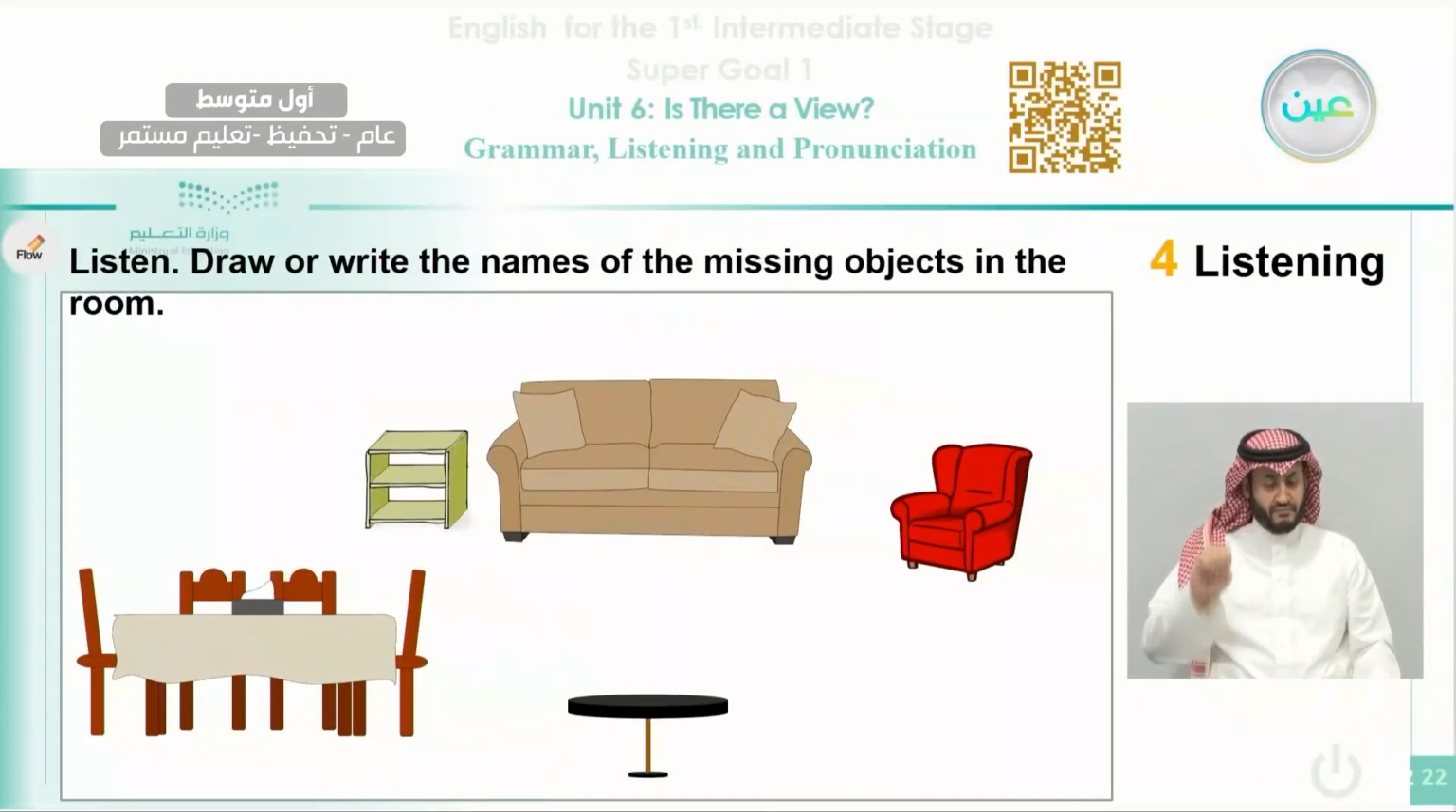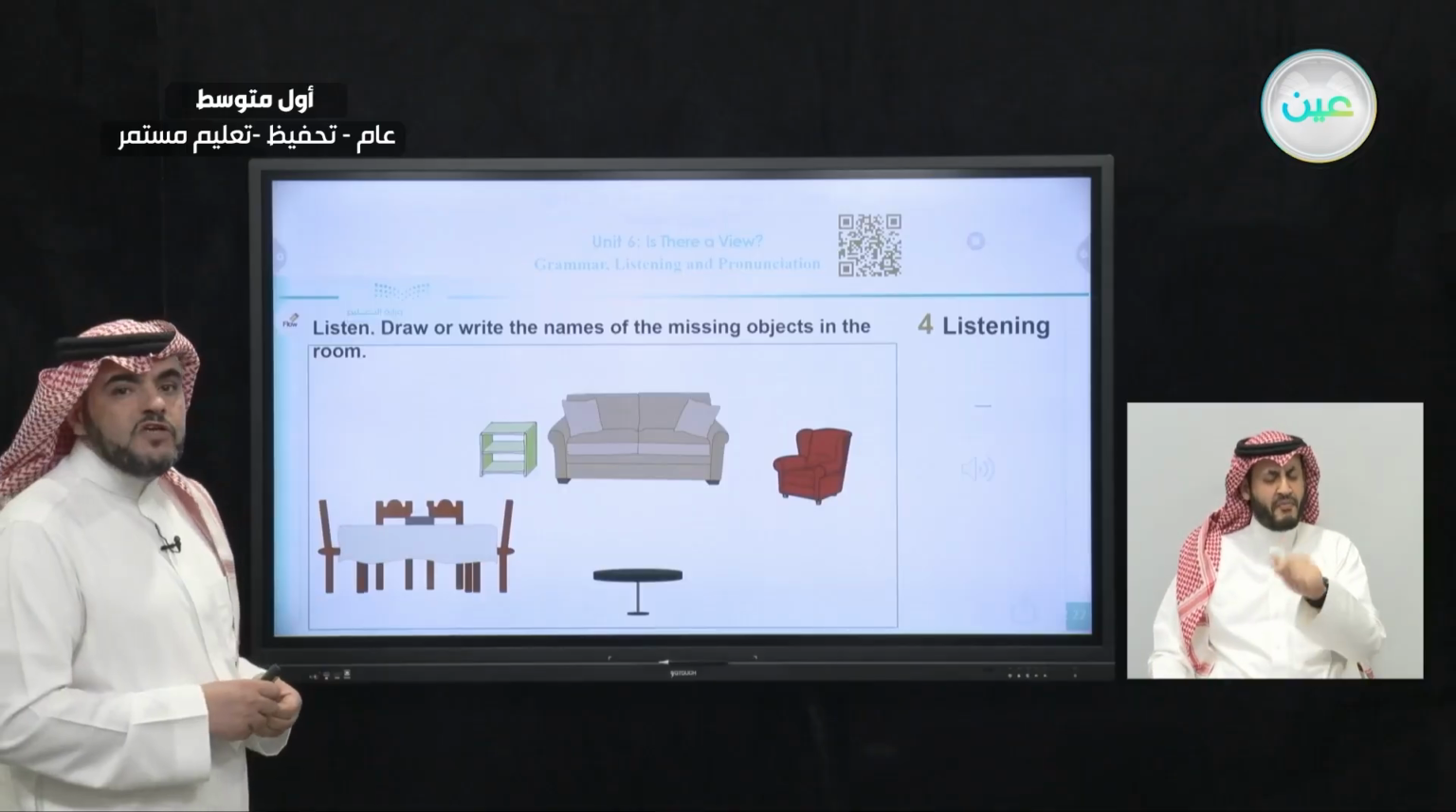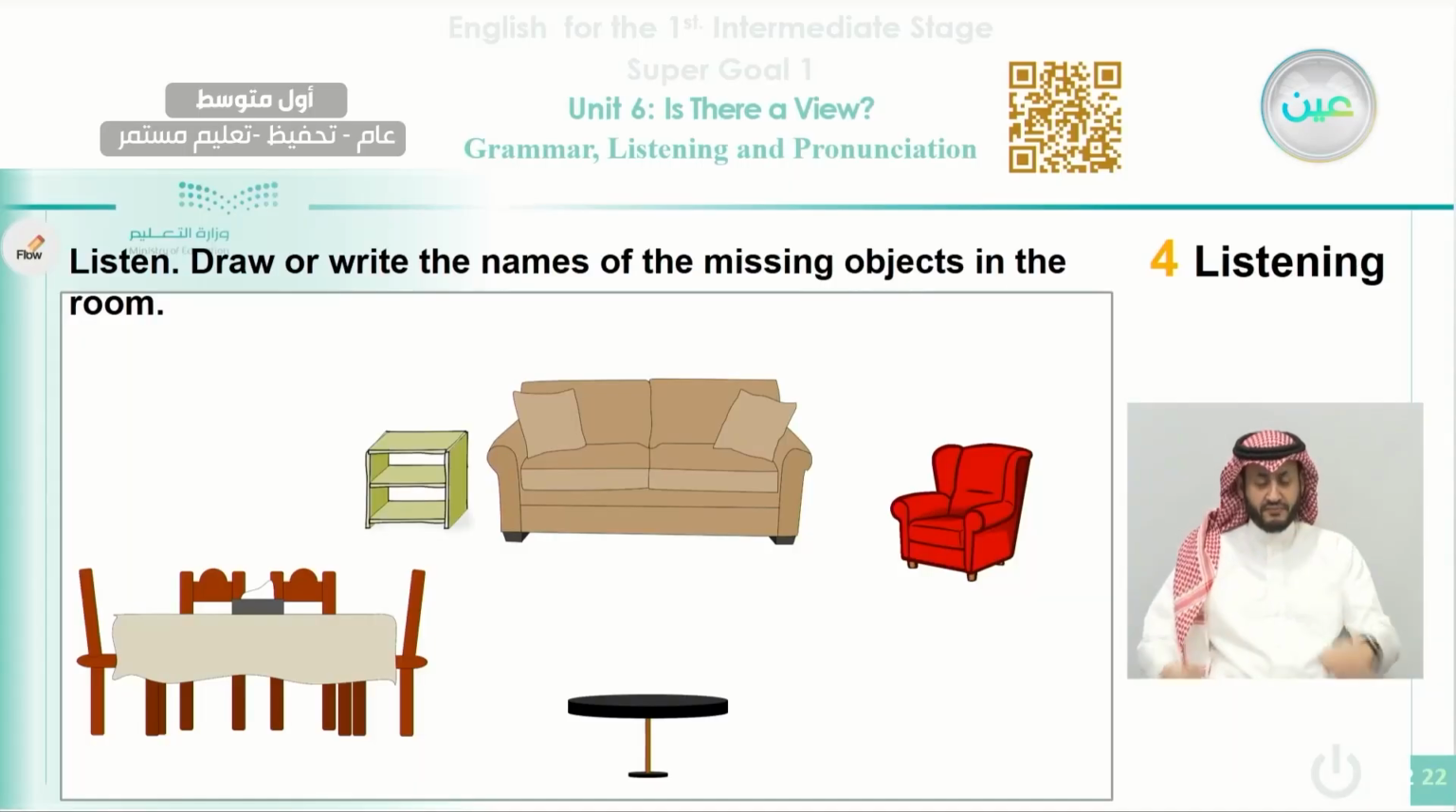Listen, draw, write, and name. Write the names of the missing objects in the room. Now we can see a room here. There are some missing objects. We need to decide where these objects are. Let's listen and find out about these objects.